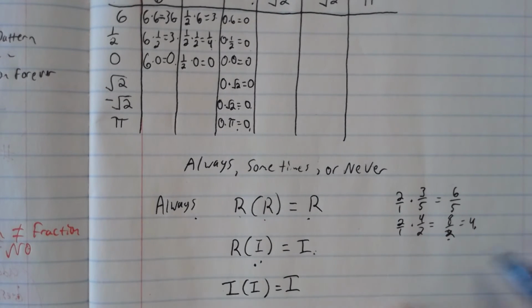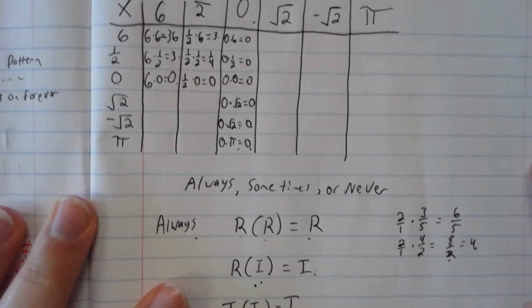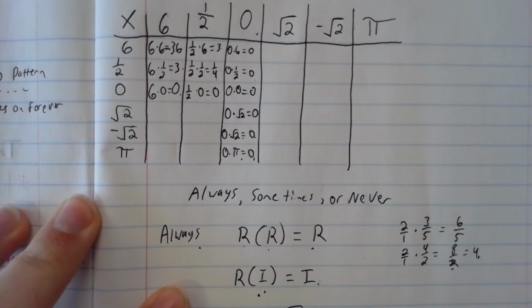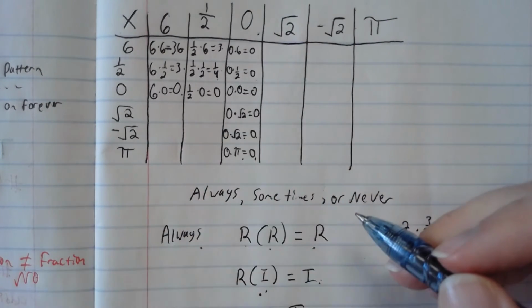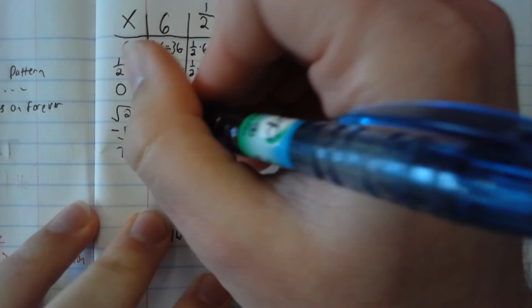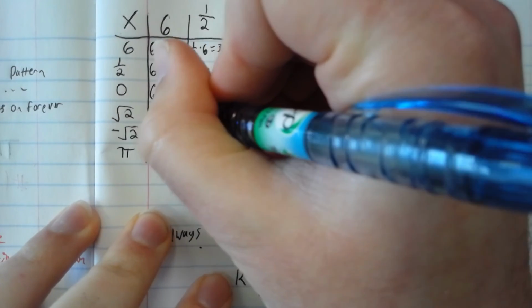And we can think about why fraction times a fraction will always be a fraction. That makes sense. Now let's dig in some more to these irrational numbers. We already know what happens if we take 0 times an irrational number. What if we took 6 times an irrational number?